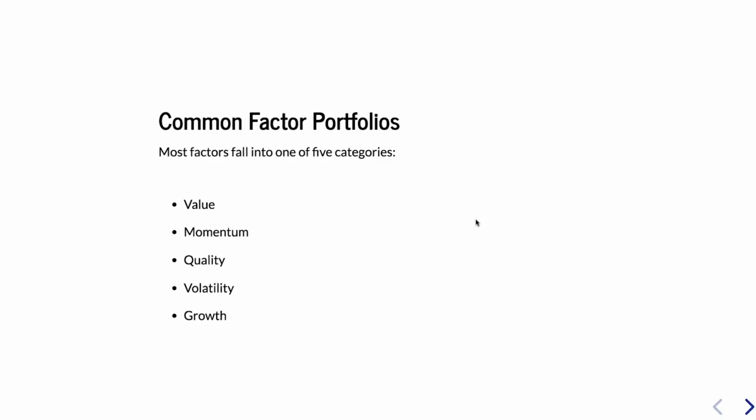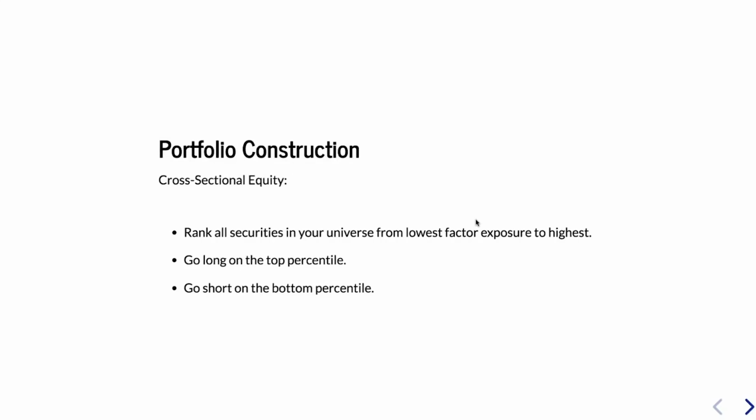So most factors that you'll see, a lot of alternative factors that you'll come up with, are going to fall into one of these 5 categories. And we can come up with this characteristic essential portfolio for each of these if you really want to. For actual portfolio construction, how we actually use a factor, we use this method called cross-sectional equity, or you may know it as long-short equity. The idea is that you rank all the securities in a universe that you have selected from the lowest factor value to the highest factor value. You then go long on the top percentile of securities, and you go short on the bottom percentile of securities.